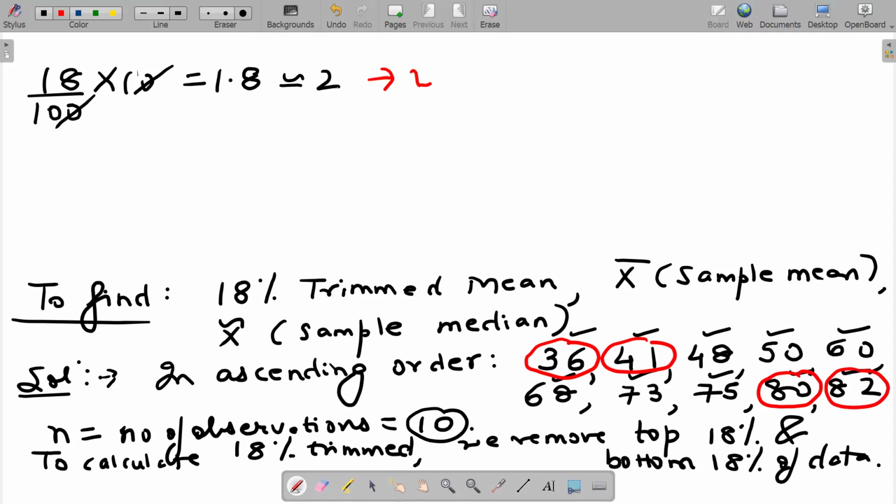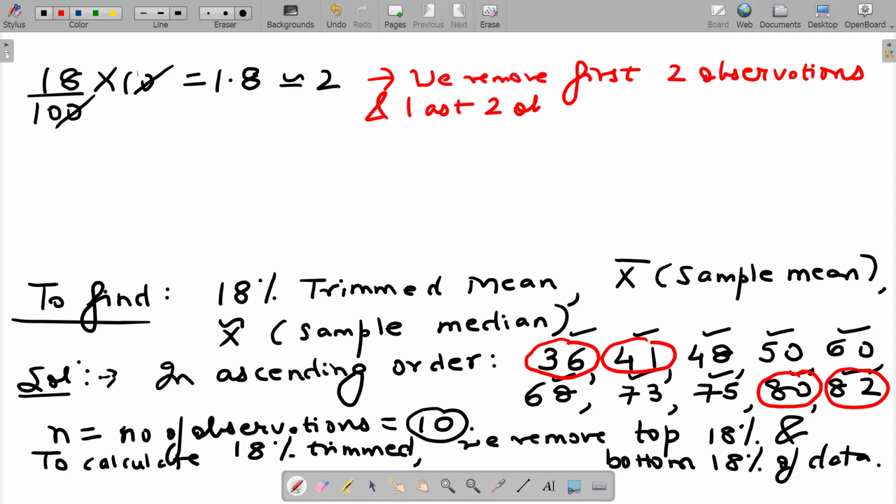So we remove the first two observations and the last two observations. And then we find the arithmetic mean of the remaining observations.